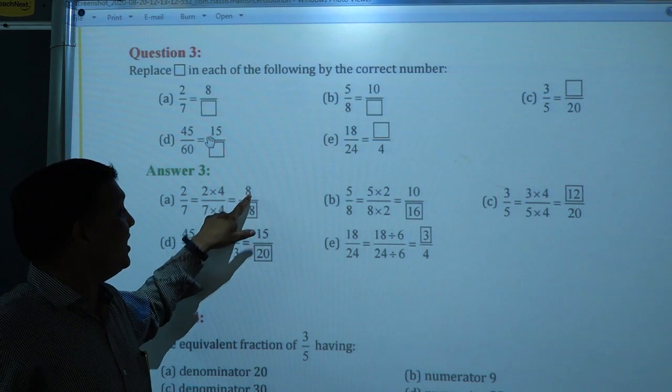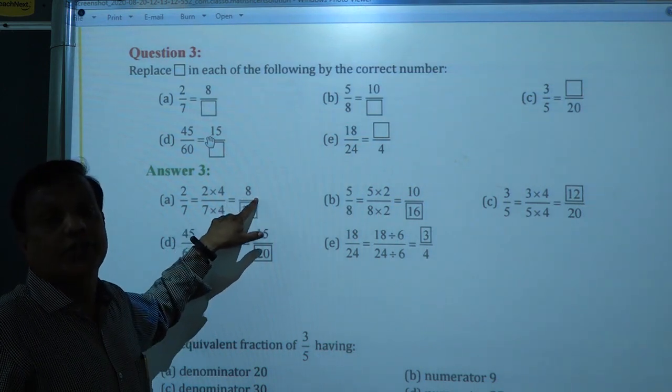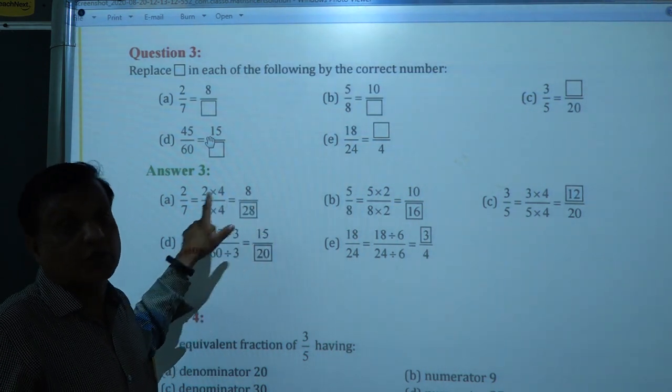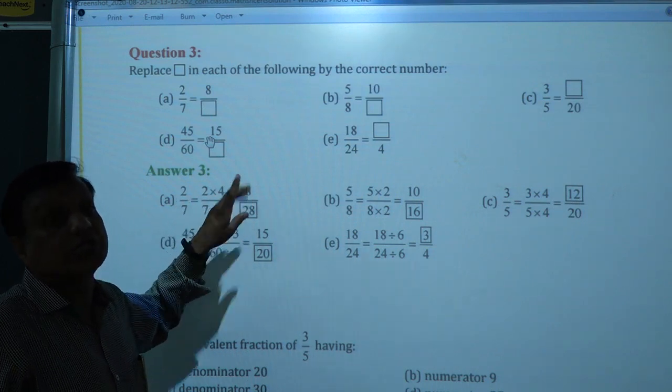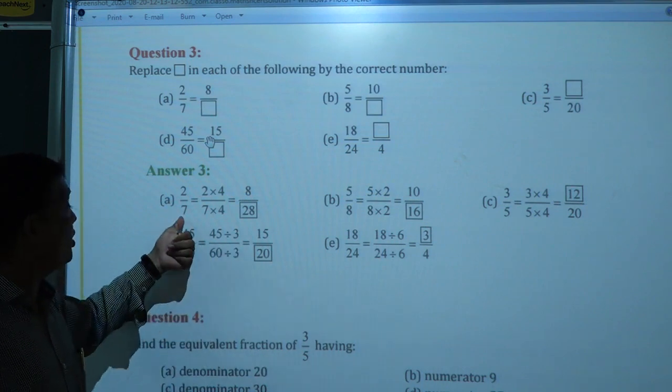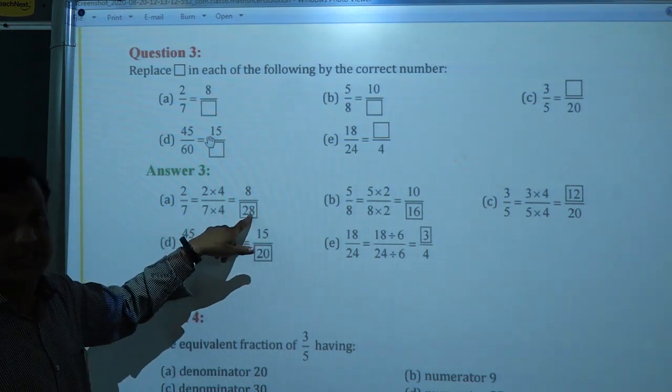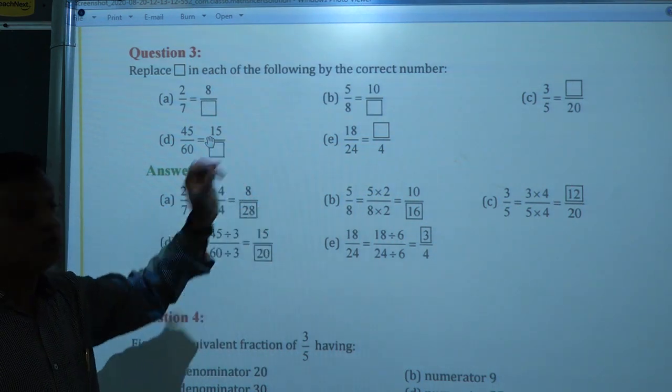So the answer is 8 upon 28. Why 8 upon 28? Already this 8 is given in the numerator. So 2 4s are 8. The same number 4 you have to multiply with the denominator. So 7 4s are 28. Understand? Here we multiply. We will go to the next.